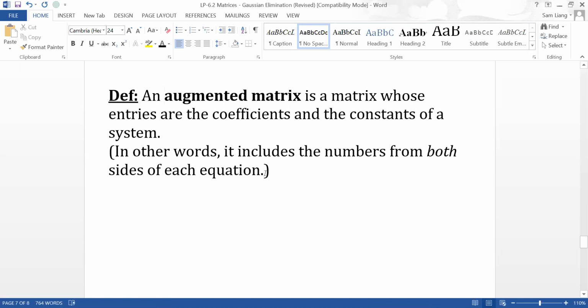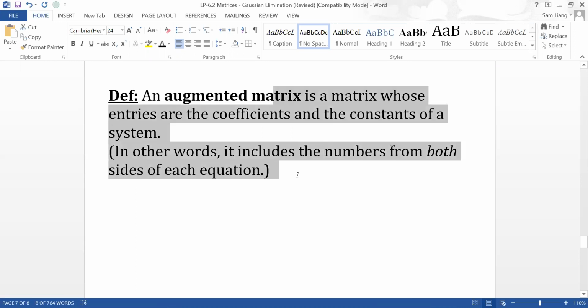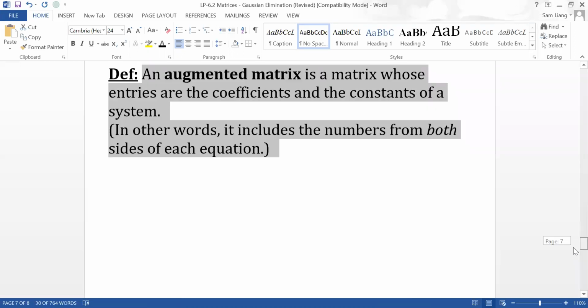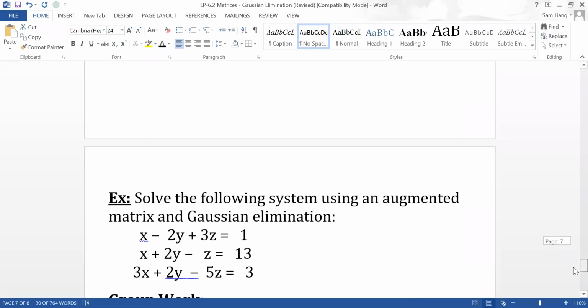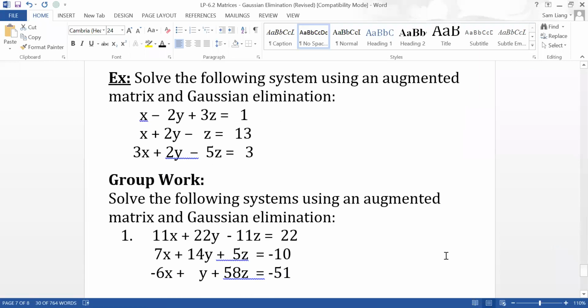Okay, does anyone still need this? Okay, if not, then I'll move on. So the last slide is just an example of a Gaussian elimination problem. Okay, so we're going to solve the following system using an augmented matrix and Gaussian elimination.